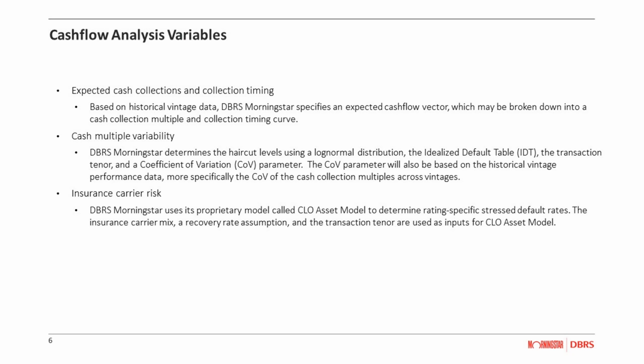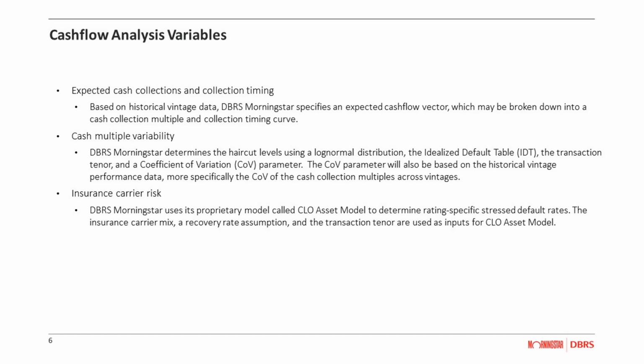Sure. So the cash flow analysis consists of testing certain stress cash flow scenarios to establish whether the bonds in each scenario would be paid in accordance with the terms of a transaction. And so firstly, expected cash collections and collection timing. DBRS Morningstar starts by establishing an expected collection vector based on the originator's historical collection pattern and the pool composition. And implicit in the expected vector is really an expected cash multiple, which I mentioned earlier.